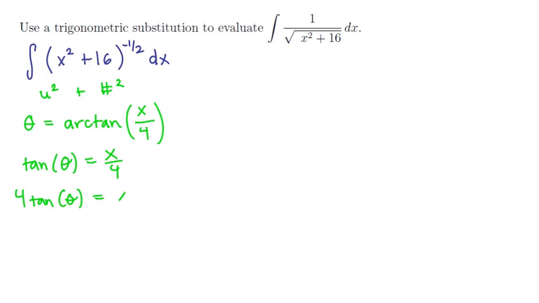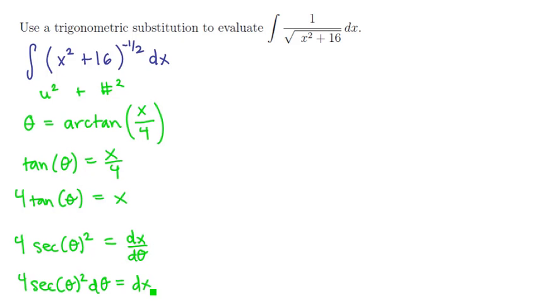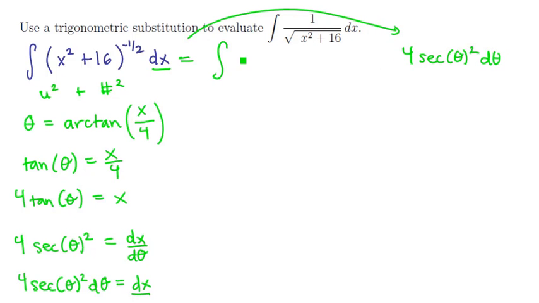Now that we've reversed the roles of x and y, let's differentiate, treating theta as the variable. So we'll have 4 times the secant of theta quantity squared is equal to dx d theta. Multiply through by a d theta, and we get 4 secant of theta quantity squared d theta is equal to dx. We replace the dx with this expression, 4 times the secant of theta quantity squared d theta, and then the x on the inside can be replaced with 4 tangent theta. So we have (4 tangent of theta quantity squared plus 16), all quantity to the minus 1/2 power.